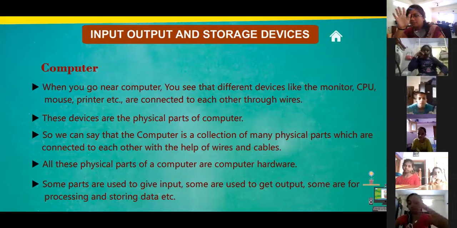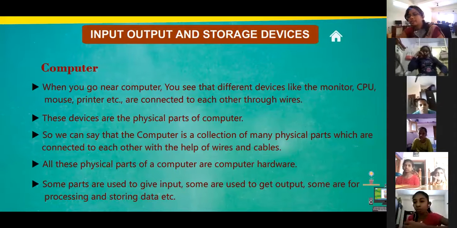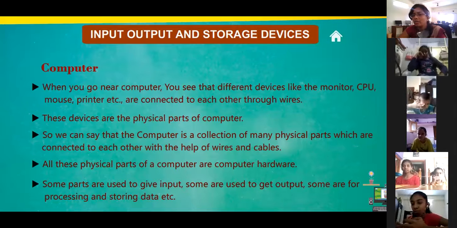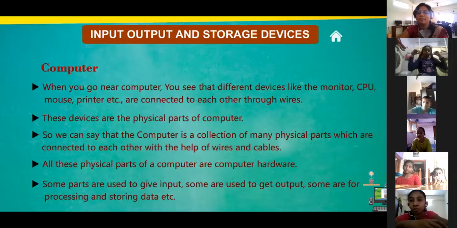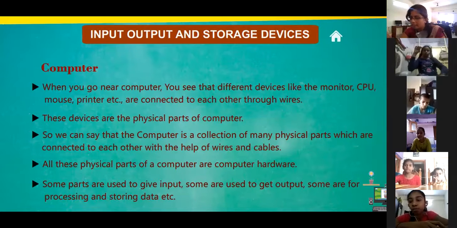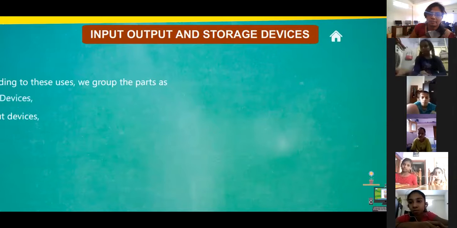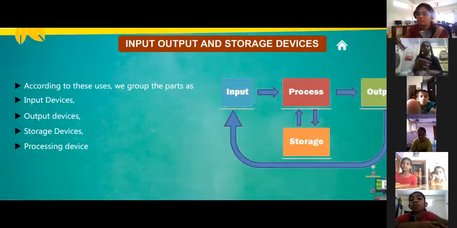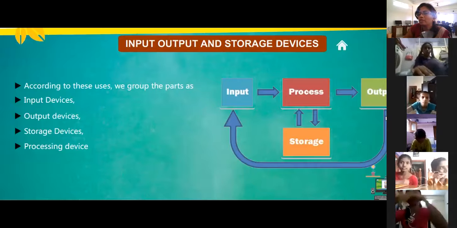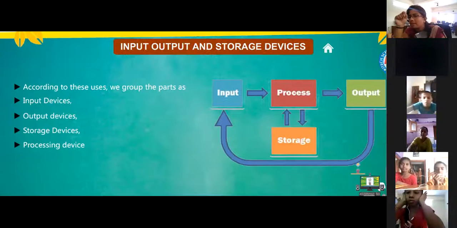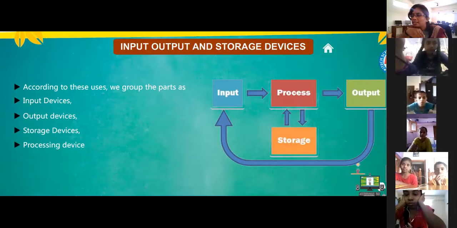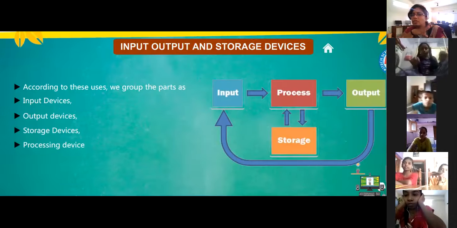The physical parts which you can touch are called hardware devices. What are they called? Hardware devices. Some parts are used as input devices, some are used as output devices, and some are used for processing and storing. According to the function, the system's parts are categorized under input devices, output devices, storage devices, and processing.